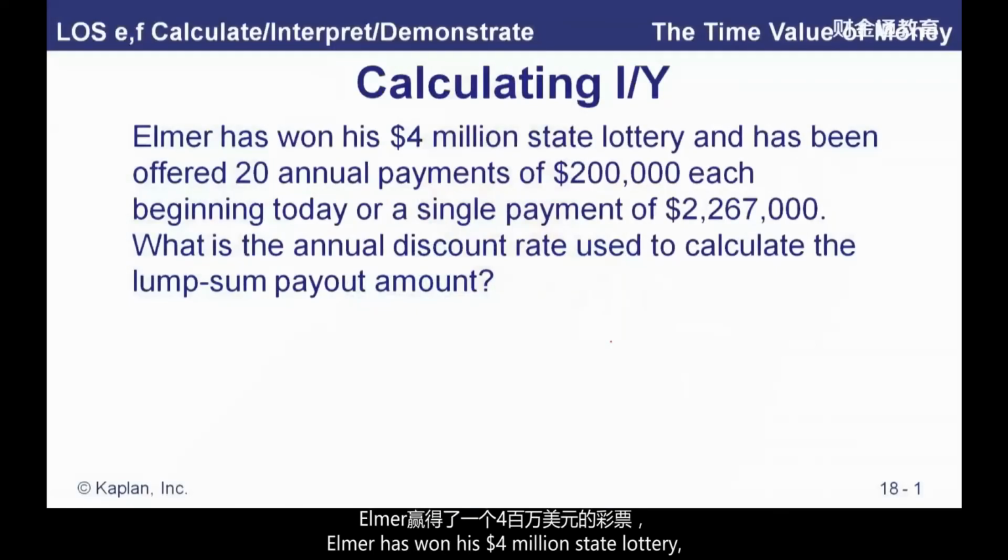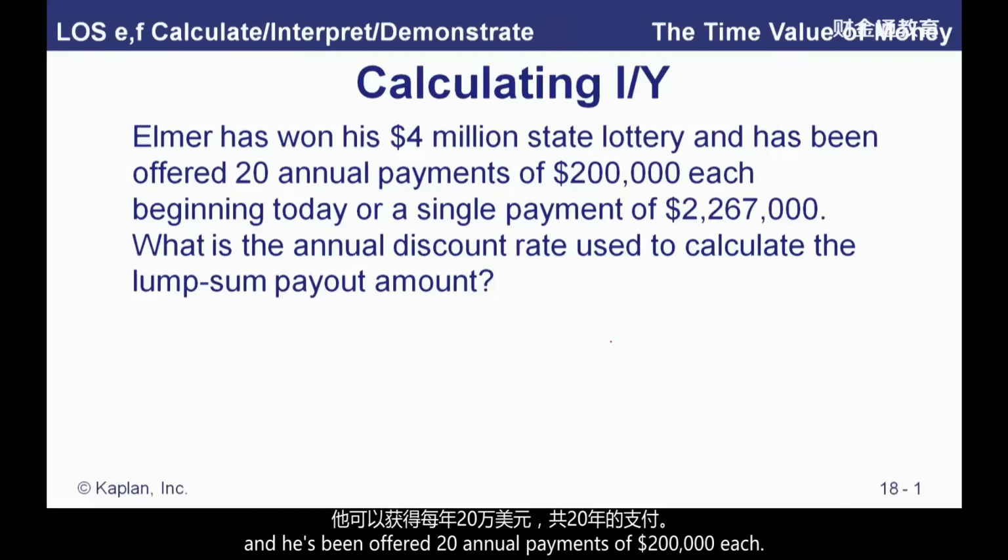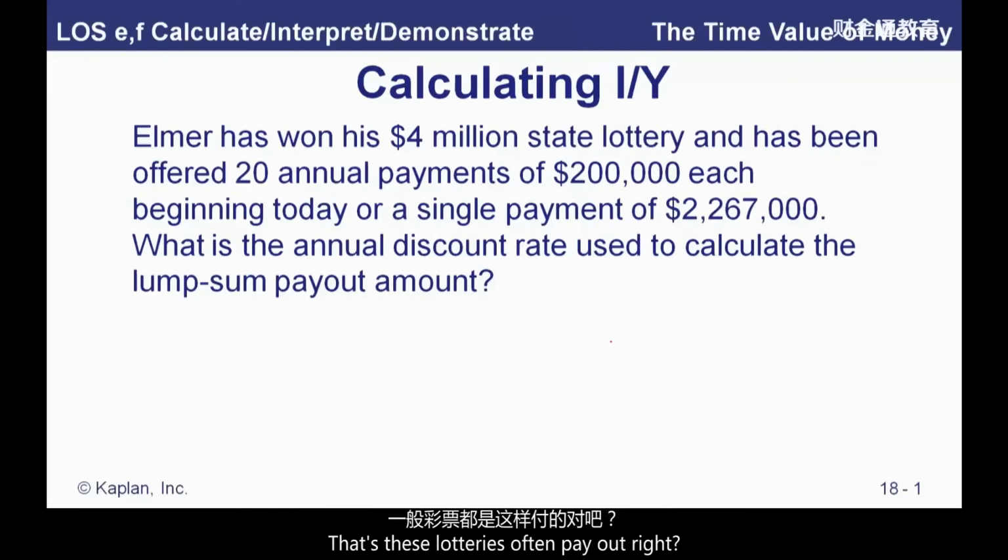So that's what we're looking at here. Elmer's won his $4 million state lottery. Good job, Elmer. and has been offered 20 annual payments of $200,000 each. That's how these lotteries often pay out, right? So that's your $4 million there. But they'll also offer you a single lump sum, and in this case, they've offered Elmer a lump sum of $2,267,000. So what's the annual discount rate used to calculate the lump sum payout amount?